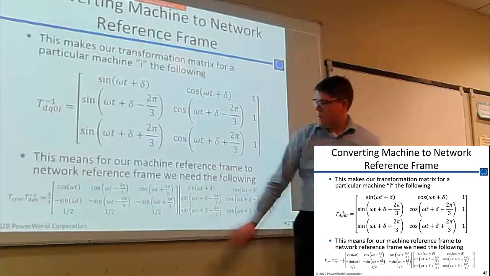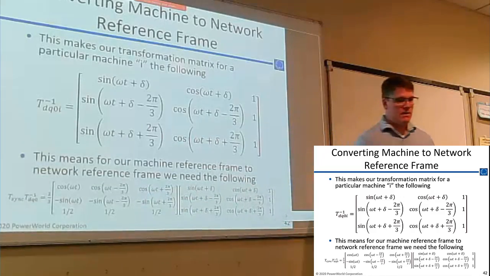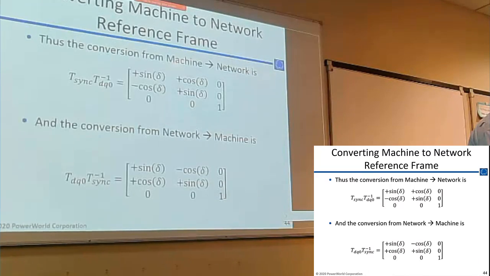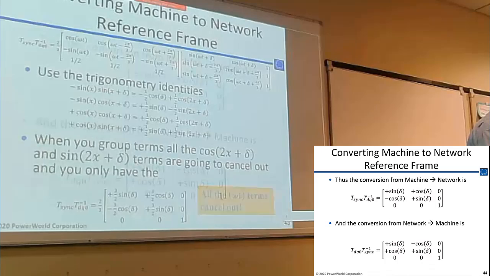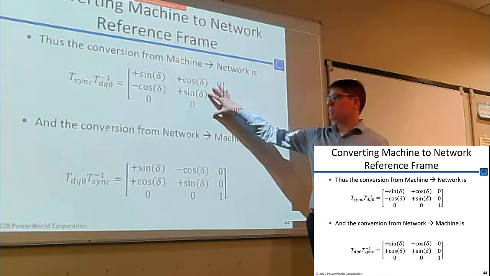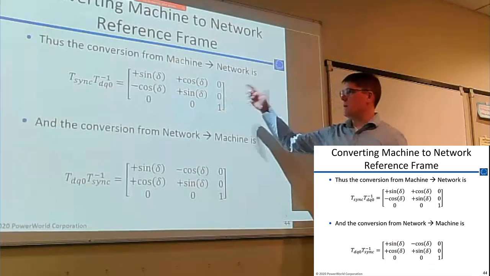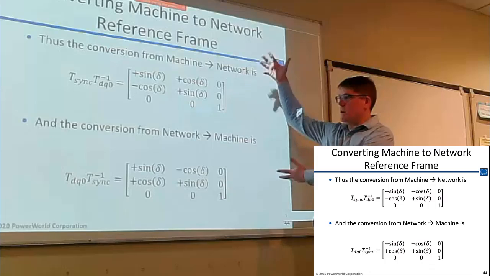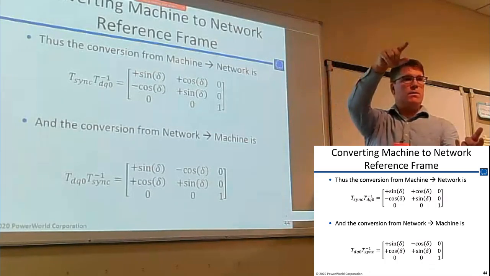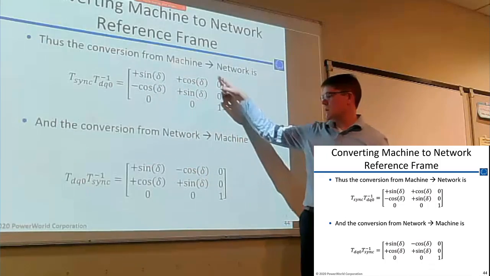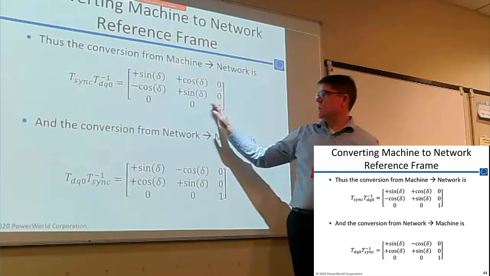And again, you do a whole bunch of math, and at the very end, you get this. And this says that if I'm on the network and I want to convert from my network reference frame over to the rotor reference frame, I just multiply by this matrix. And then we're going to ignore the zero terms and get rid of that in just a moment.